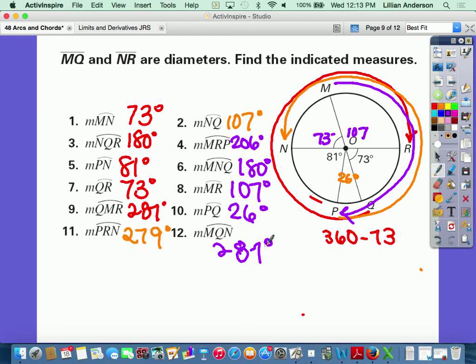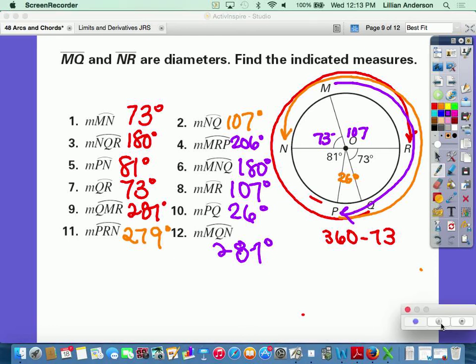Very good. Questions on the arcs and their measures? Just following the order, that's all. Yep, order matters. And remember, if it's 3 letters, it's gotta be bigger than 180, less than 360. 2 letters, less than 180. Okay, we're going to shift over to the chords now, okay?